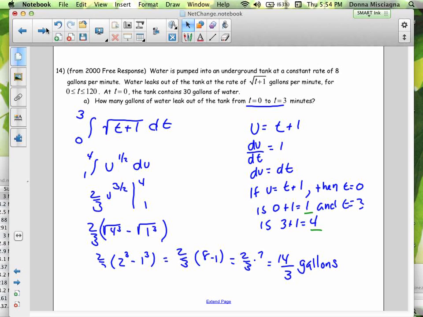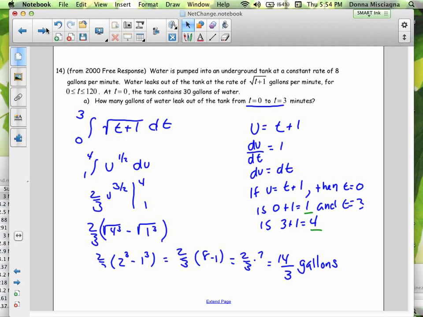I did change the limits of integration. So if u equals t plus 1, then when t equals 0, 0 plus 1 is 1. And when t is 3, t plus 1 is 4. So my new limits of integration are going to be 1 and 4.